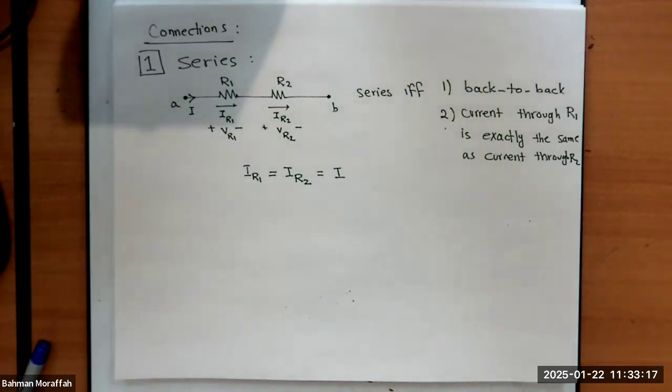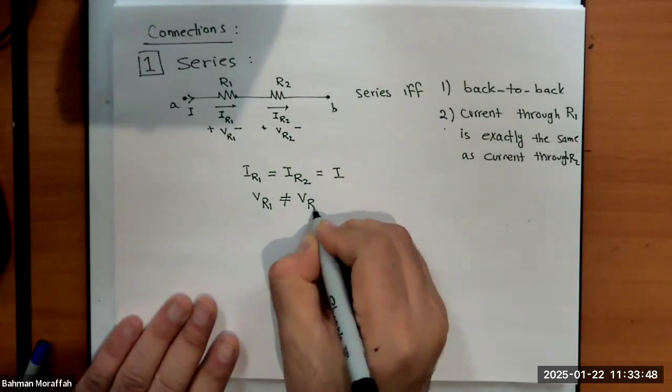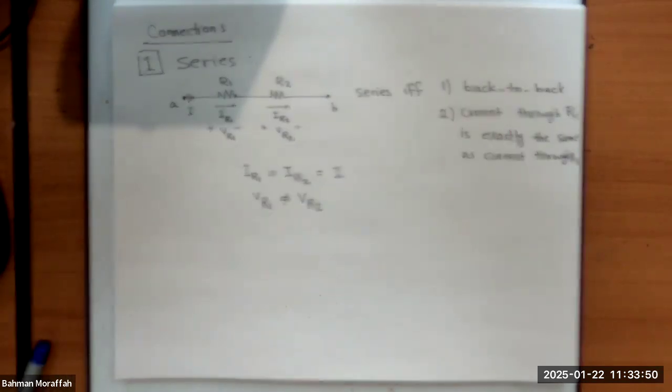Yes? No? Absolutely not. Under very special circumstances, yes. If R1 and R2 are exactly the same in terms of values, then I through R1 is the same as I through R2, and V across R1 is the same as V across R2. But that's not the case all the time. It is the case all the time that current through one is the same as current through the other one. But voltage across these two can be different. So V across R1 is not the same as V across R2. Right?